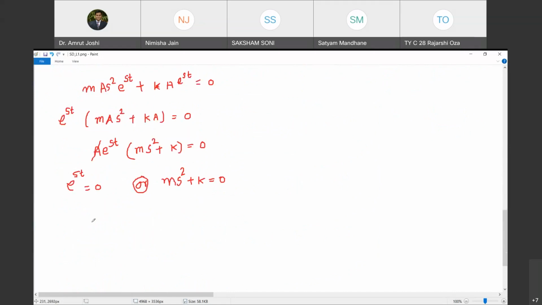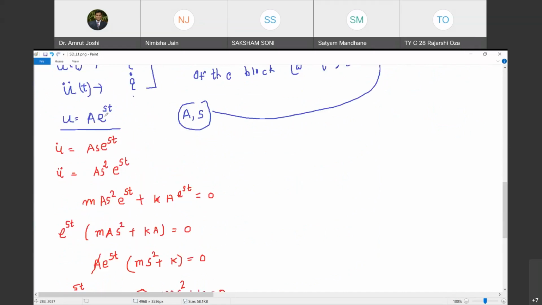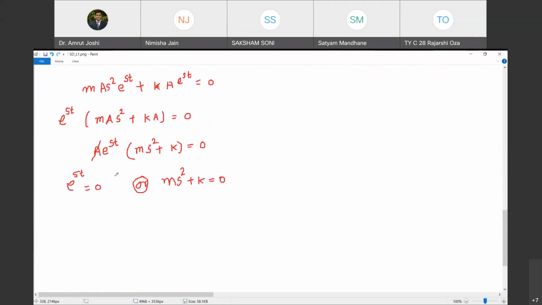Are you with me? Yes, sir. So therefore, this is not a possibility. This will not happen. So only one possibility, ms square plus k equal to 0. So can you now tell me what will be the value of s? s will be plus or minus square root of k by m. Do you agree with me?